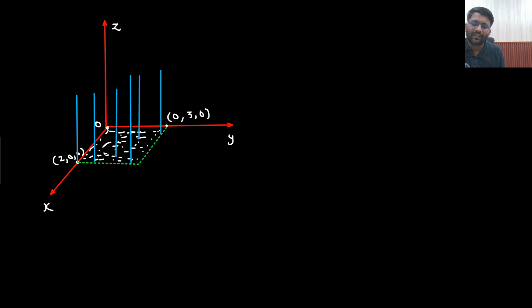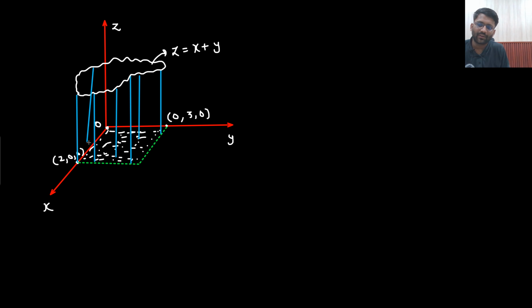Some structure would be there, which is given as z equals x plus y. Because of this structure, there will be a curved surface area, no? You will get some curved surface area. Let's just say this structure is nothing but a cylinder only. Although it will not be a cylinder, let's assume it is. So how much curved surface area is there? This is what you are supposed to find out.